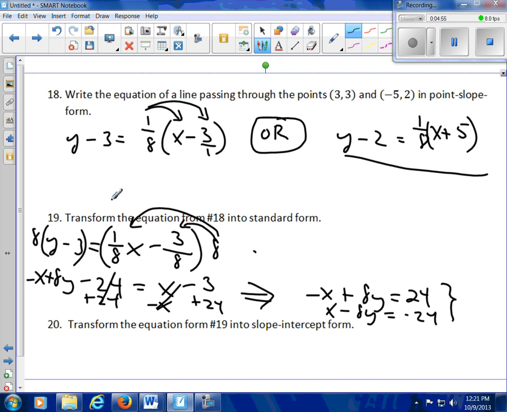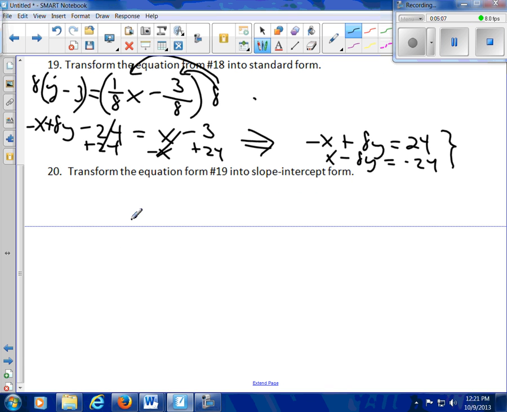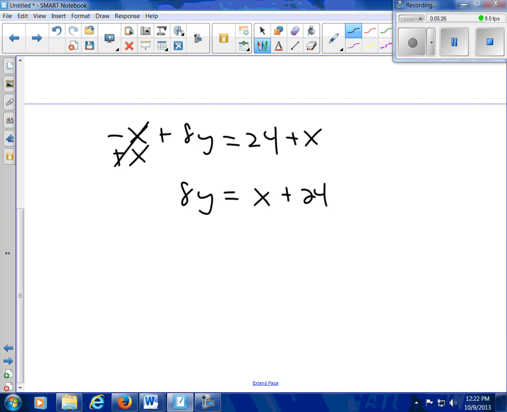So for number 20, what we want to do is get that into slope-intercept form. So let me get the equation from 19 into slope-intercept form. And what we got for that one was negative x plus 8y equals 24. So to get it in slope-intercept form, I have to get y by itself. So I'm going to add x on each side. And that gives me 8y equals x plus 24. And then to get y by itself, I'm going to divide both sides by 8.